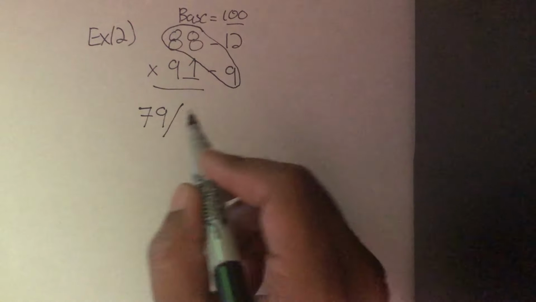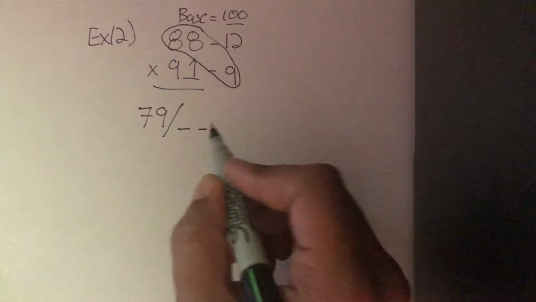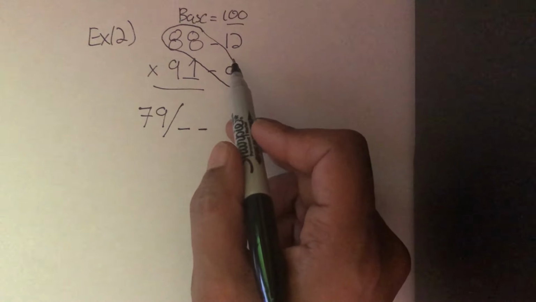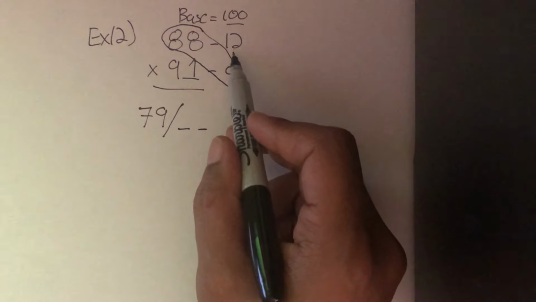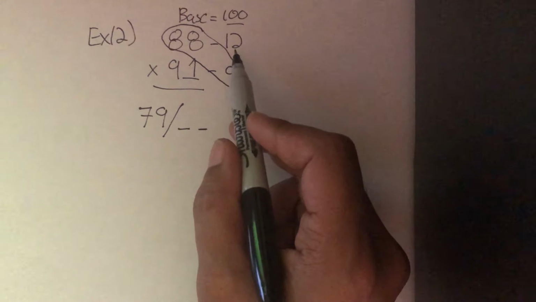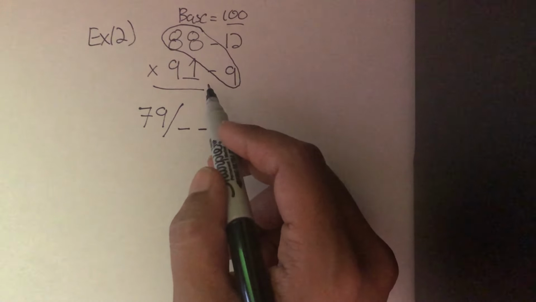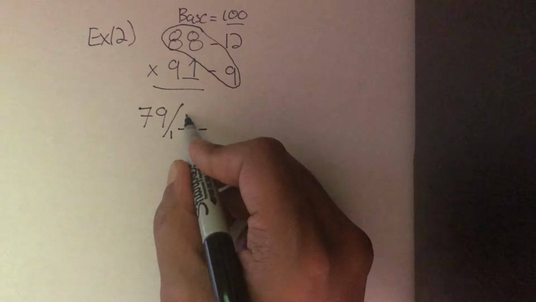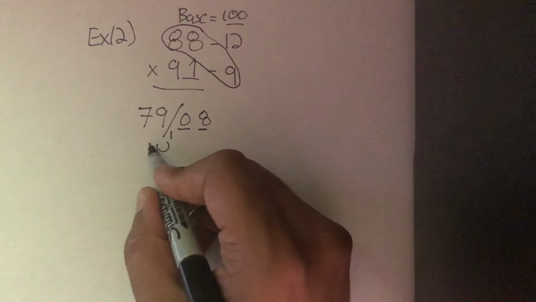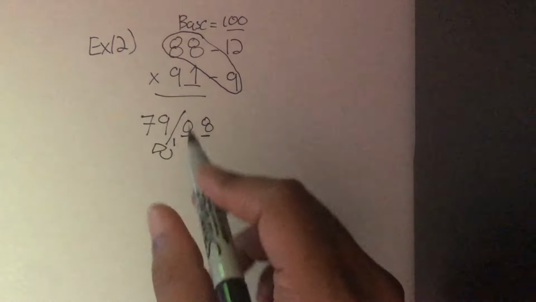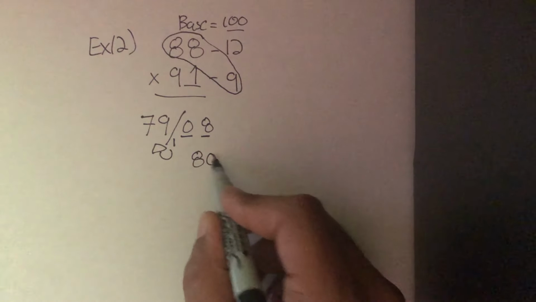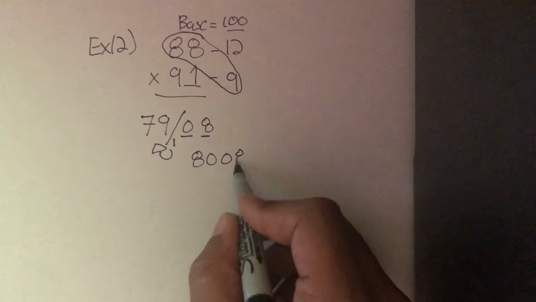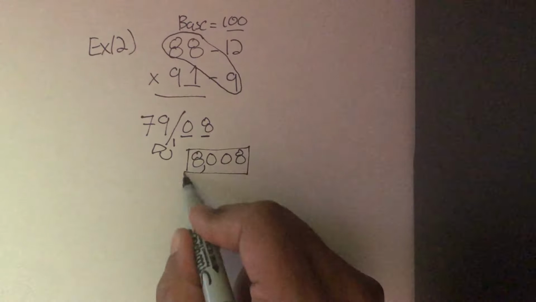Put a slash. Next part of my answer can have 2 spaces. I'll multiply my deficiencies. What's 12 times 9? 12 times 9 is 108. So I have to write it like this, 108. That indicates that this 1 gets carried. What's 79 plus 1? That's just 80. So final answer is 8008, which is, of course, 8,008.